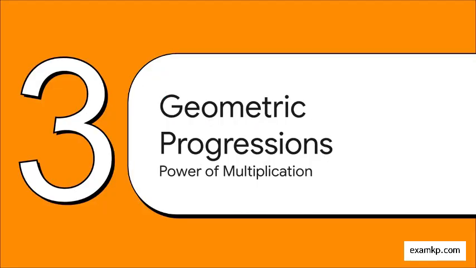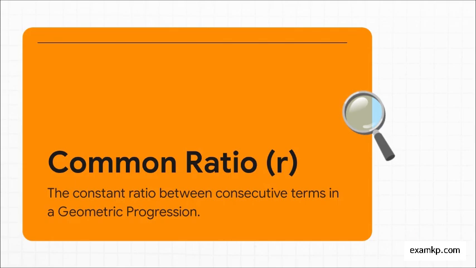Alright, time to tackle our second type, the geometric progression, or GP. Now if AP was all about adding, GP is all about multiplying. And trust me, that means these numbers can get huge really, really fast. So instead of a common difference, GPs have a common ratio, and we call that R. This is the number you multiply each term by to get the next one. So in a sequence like 2, 6, 18, what are we doing each time? We are multiplying by 3, so the common ratio is 3.